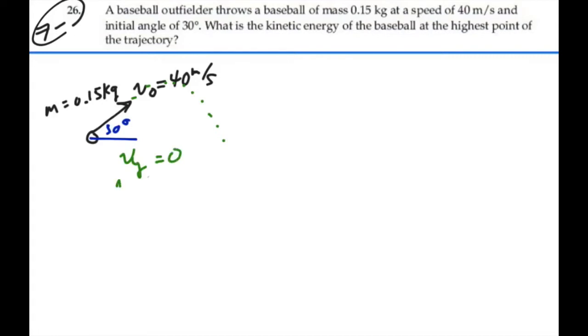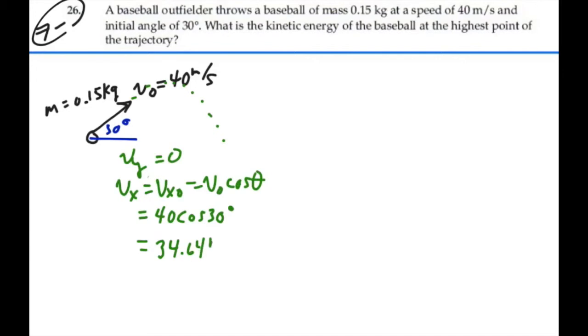The velocity at that point in the x direction will be equal to the velocity it had initially in the x direction, and that would be equal to the component of our initial velocity in this x direction. So that's going to be equal to 40 times the cosine of 30 degrees, and that velocity in the x direction at that moment will be equal to 34.64 meters per second.